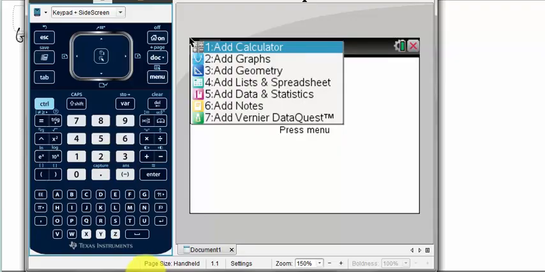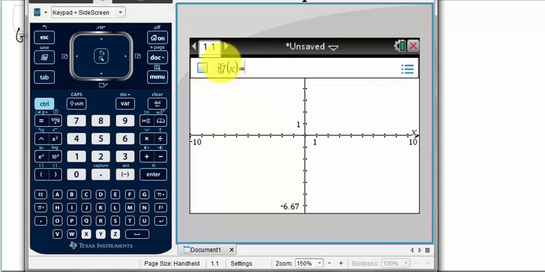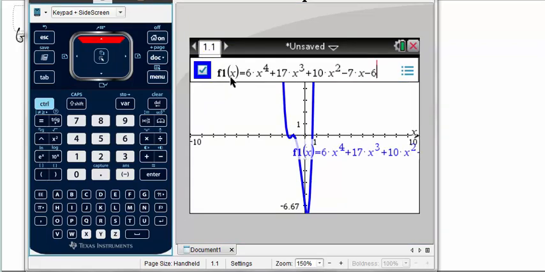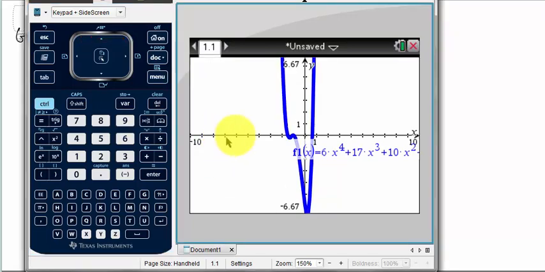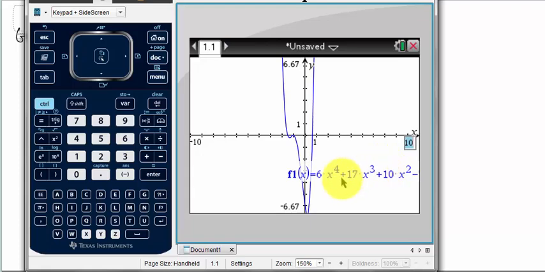So here's our calculator. I'm going to go ahead and add a graph. So I input my polynomial into a graph screen, and I get this beautiful graph here. So let's go ahead and adjust the axis. I really want to see a little bit closer at what's going on here. So let's make this be, or let's make that be 2.